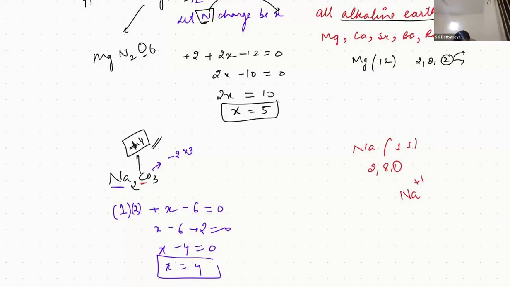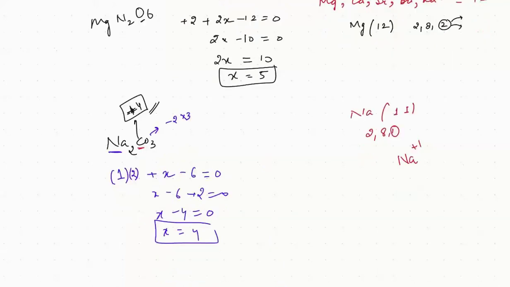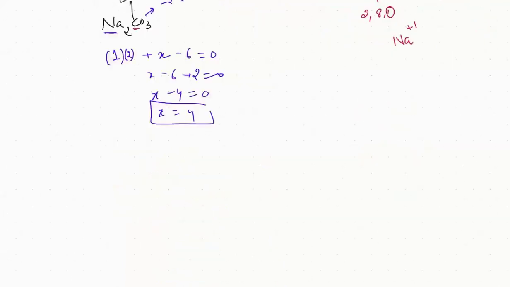Right? So this is Na2CO3. Is the concept clear? Next complex that we write down is KMnO4. Calculate the charge on Mn.